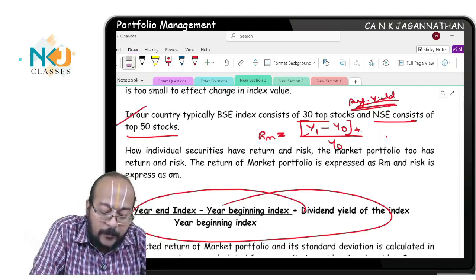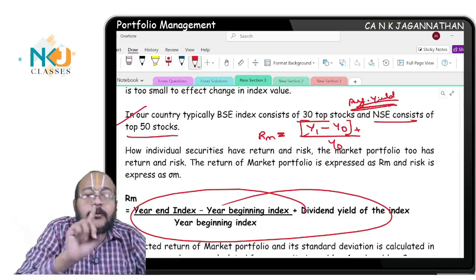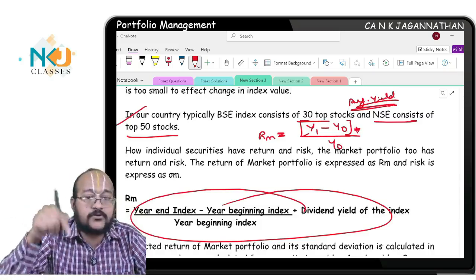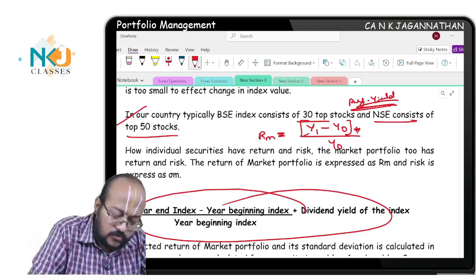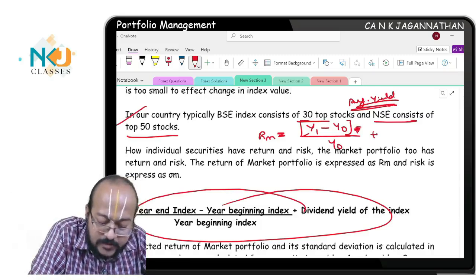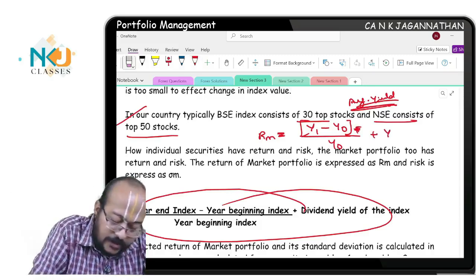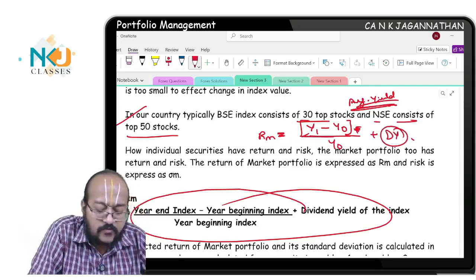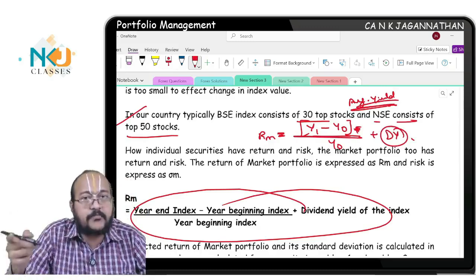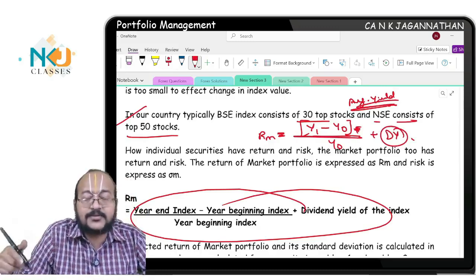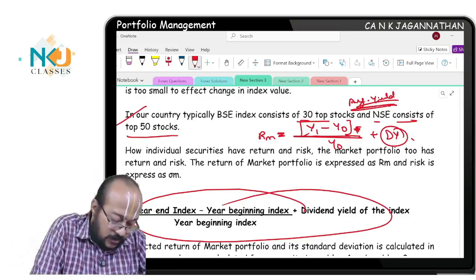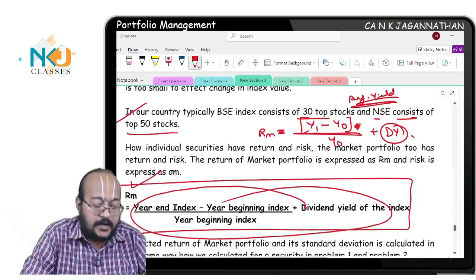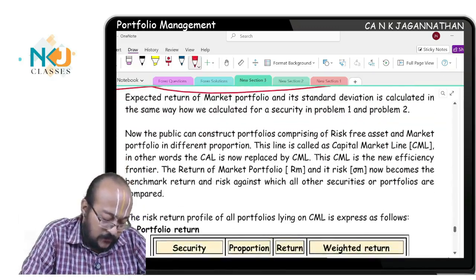Generally for indices, the yield will be published, 3%, 4%, and it is already computed on market price. So what you do is simply add the yield here, the dividend yield, which I can write as dy. Are you all understanding? Which means year 1 index minus year 0 index divided by the year beginning index plus dividend yield. This is very, very important. This is how you compute RM, the return of the market. Everything I have given.